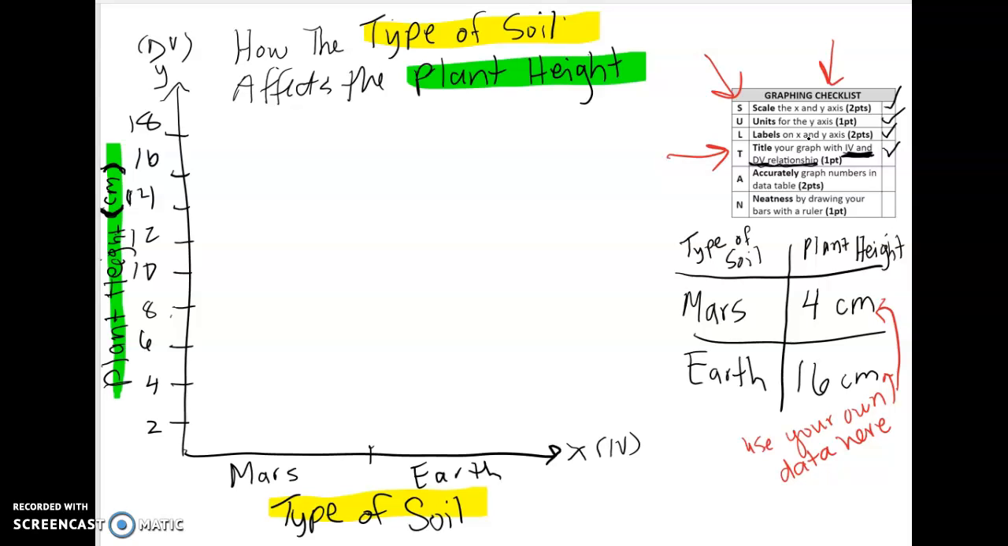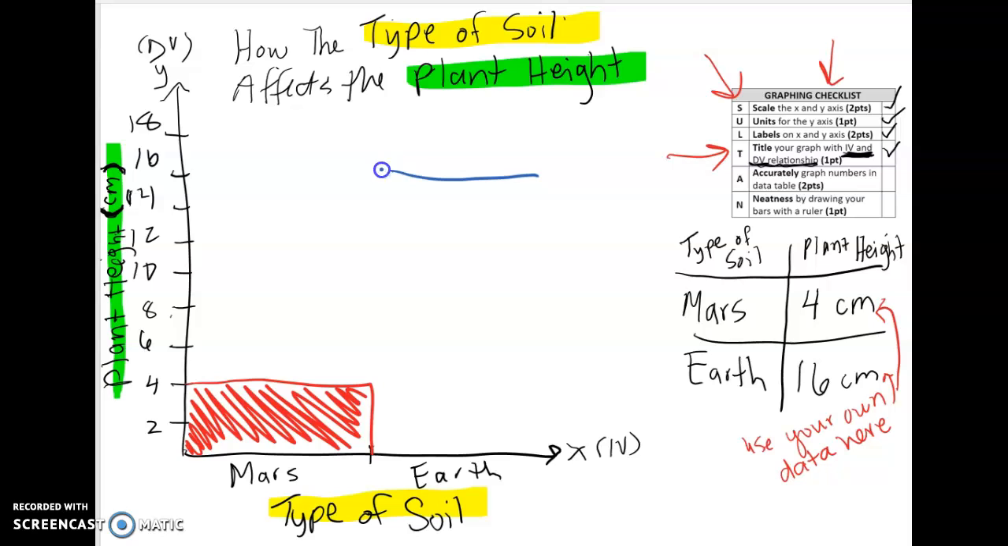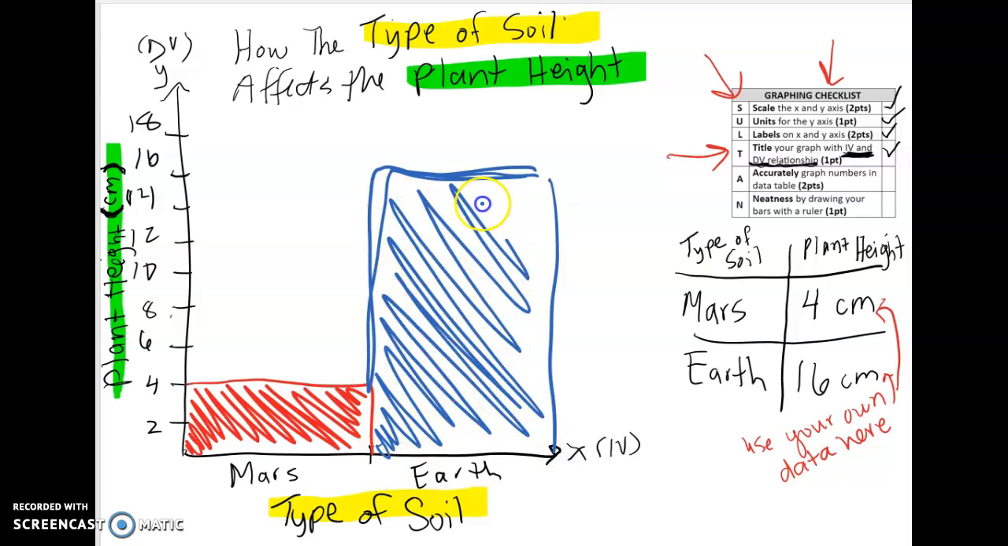Now it's time to graph our numbers. So we need to accurately graph our numbers here. I'm going to use blue for Earth and red for Mars. So I'll do Mars first. Mars had a height of 4 centimeters. So I'm going to go to 4, draw it down, and I like to color my bars in because I think it makes it easier to read. For Earth, I need to go all the way up to 16. So I just like to make a mark at 16 right there. Color that in. All right, so I have accurately graphed my numbers in a data table. So the numbers in my data table match the numbers on my graph.